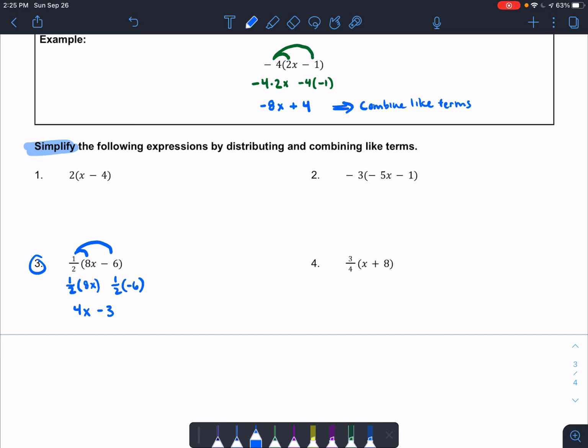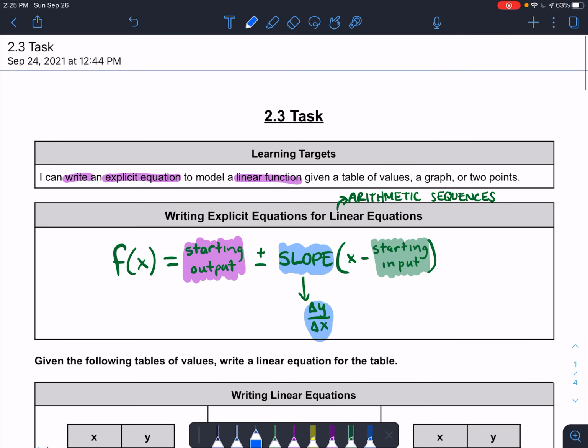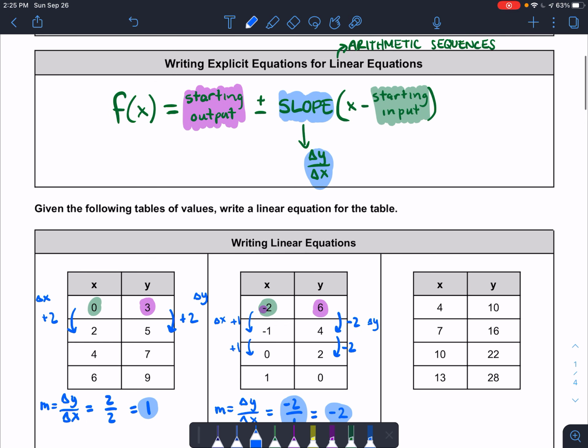Now you would be ready for anything else that you have to do to help simplify. All right, so that was our lesson on 2.3. The biggest takeaway that I hope you're seeing here is that this is very similar to arithmetic sequences, but we are using slope instead of common difference.